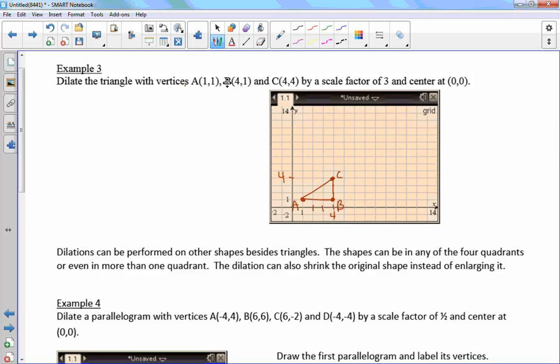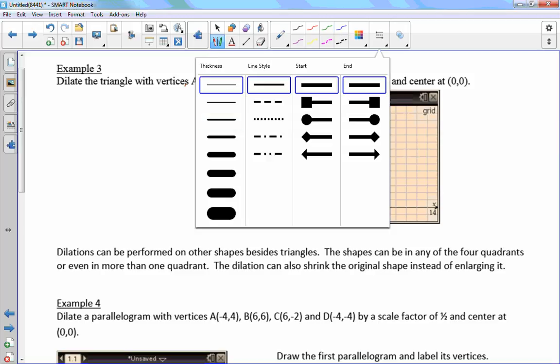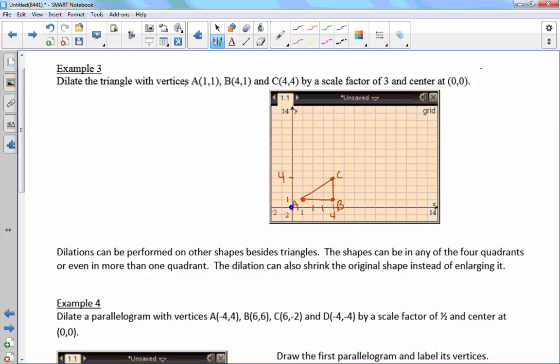Okay, this is dilate the triangle by a scale factor of 3. And this time, what's the center of dilation? 0, 0. So our center of dilation is not on our triangle. Right here is our center of dilation at the origin. Okay, now if our center of dilation was point A, we would just extend B prime out to the right a little bit. But it's not there this time.